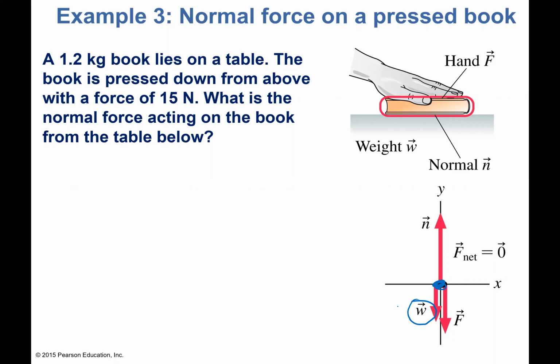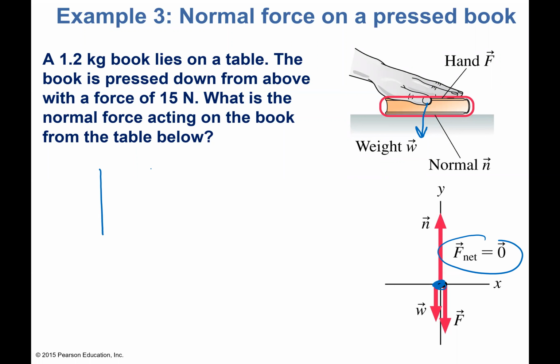But it's also being pressed down, which means when you press down, you exert a force down, and that's what this force is. That means you have two downward forces and one upward force. But here's the thing. Think of it like this: if you take a book, put it on the table and press it down a little bit, what happens to the book? Is it accelerating? No, it's just still sitting there. That means F net here is 0.